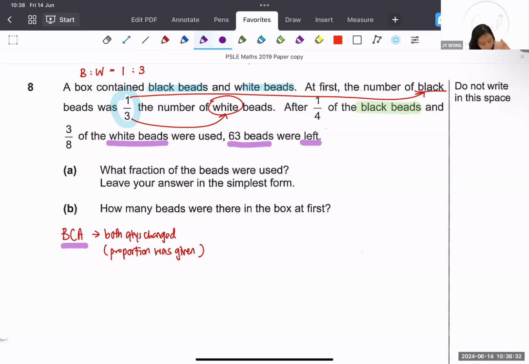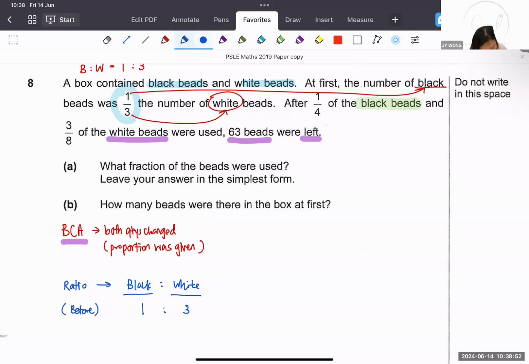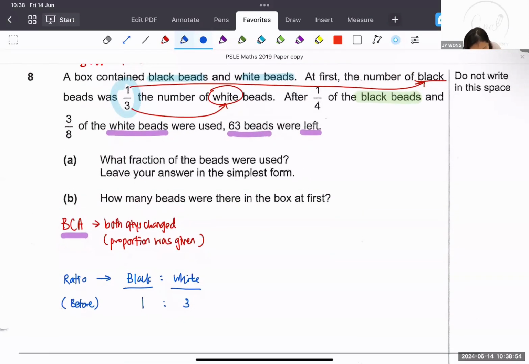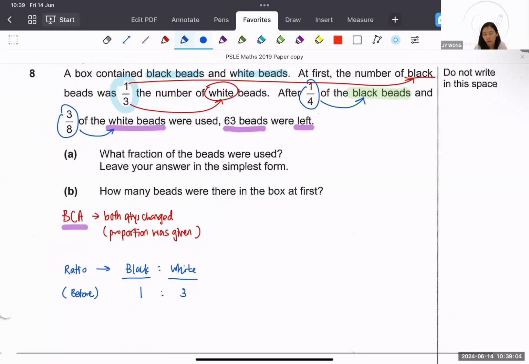Okay, now we go on to the next part. So I'm going to come up with the ratio. Black to white will be 1 to 3. So this is the ratio for before. Now, we're going to work with the after. They say after 1/4 of the black and 3/8 of the white. So what I'm trying to do is make it numbers instead of working with fractions. So this means that black beads should have 4 units.